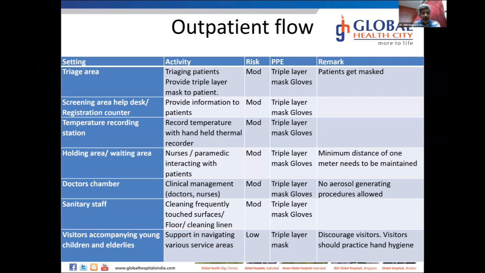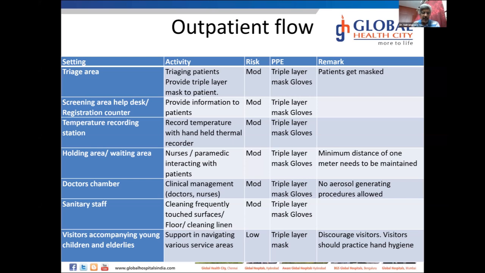You need to have temperature recording. Obviously, a manual thermometer is not a good idea. You need to have a thermal recorder, which is handheld. Then your holding area or waiting area, to make sure there is good physical separation and somebody watching over them so that nobody who's coughing slips under the radar. Your own clinic, where your actual chamber is, you have to look at the way the air flows, making sure that the flow of air is from you to the patient and out the window, something like that. But again, you should be wearing a triple layer mask and do not involve yourself in any aerosol generation procedures.